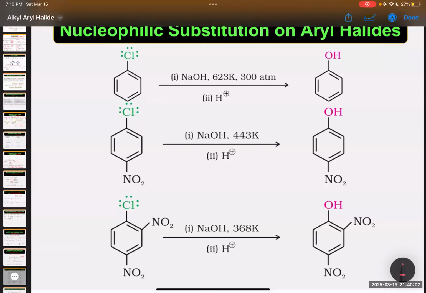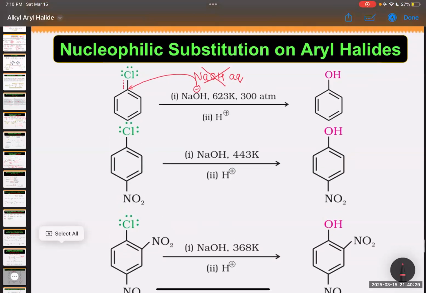As you can see over here, you have a chlorobenzene, and this doesn't happen with aqueous NaOH. That happens only on the sp3 carbon, that was SN2. This is not SN2. This is bimolecular nucleophilic aromatic substitution. This is going to be a very difficult step because of the low reactivity, due to the resonance between the chlorine and the benzene. In order to overcome the low reactivity, you take very high pressure and high temperature.